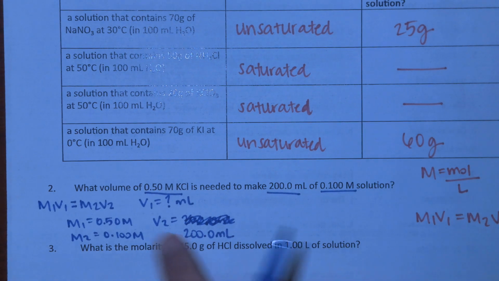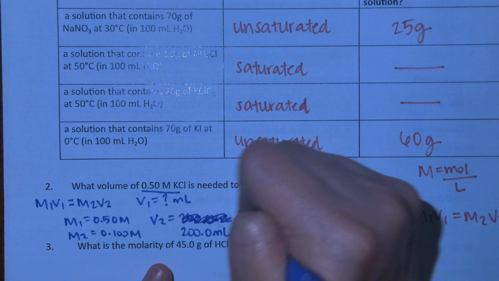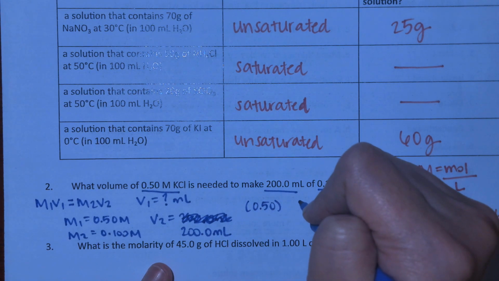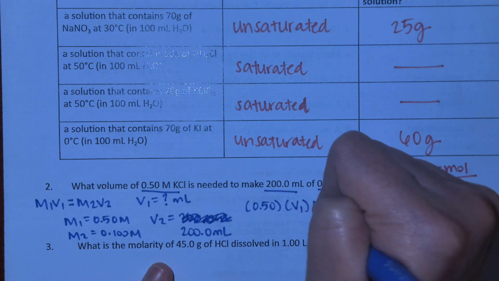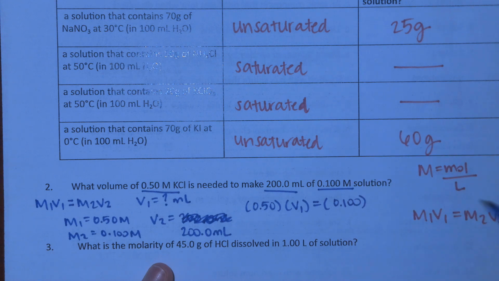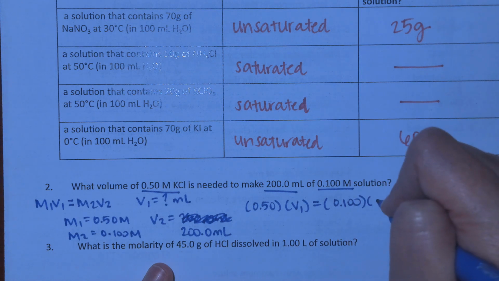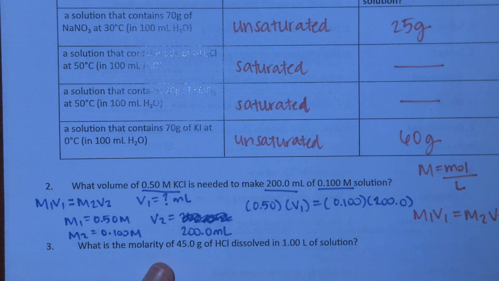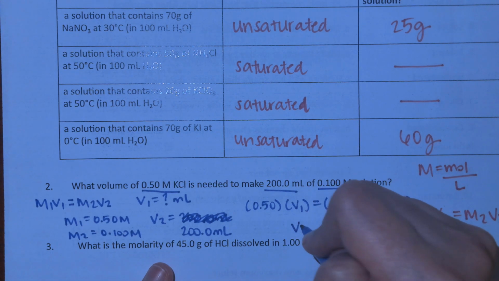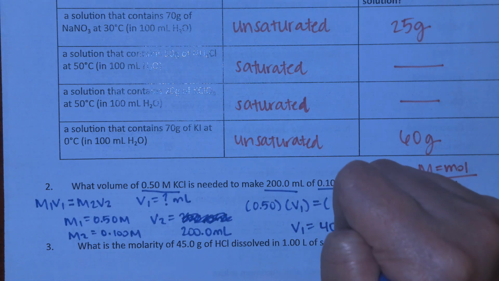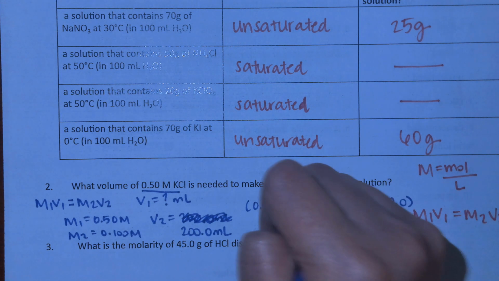Okay, so now that you have everything, you can just plug that in. M1 is 0.5. Your V1 is your unknown. Your M2 is 0.1. And then your V2 is your 200. And from there, you do the algebra. You divide by 0.5 on both sides. So when you do that, you get 40 milliliters.